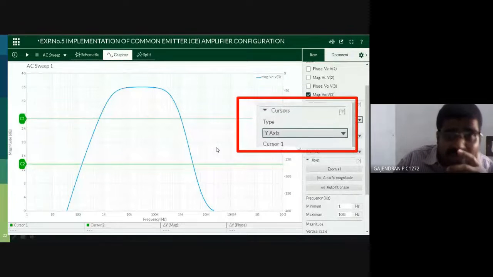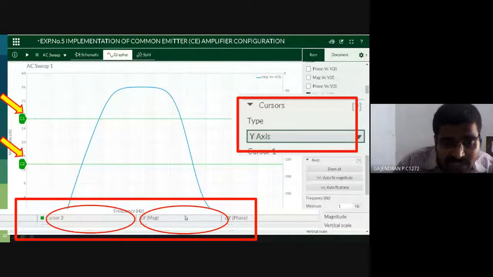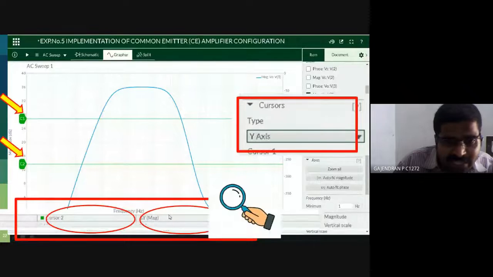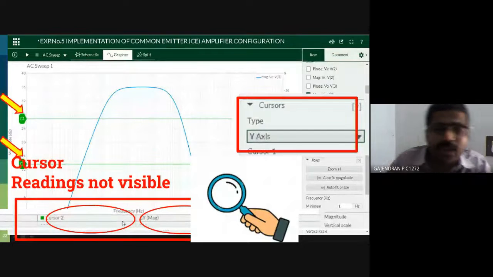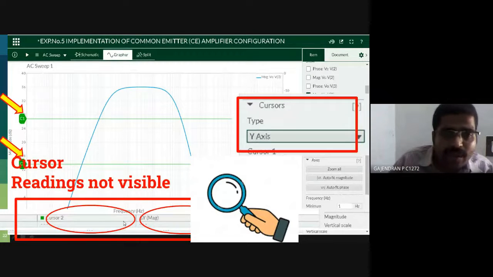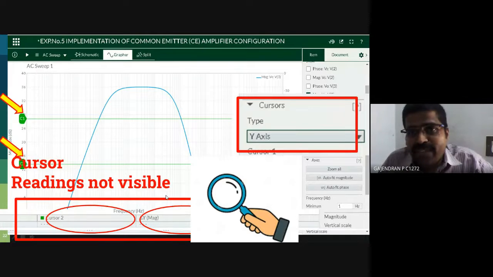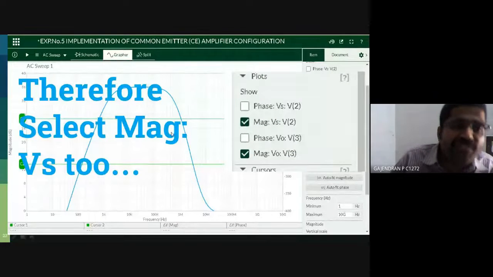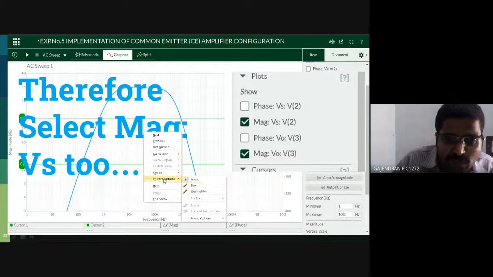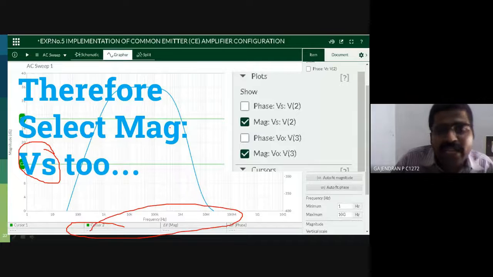Then after selecting y-axis, what you have to do, you are unable to view these readings. Am I correct? You are unable to read the reading. How will you get the reading? By checking the magnitude of one more waveform. Therefore, select the magnitude of VS2. We have no need of the VS2, but in the software there is one small problem. If you are clicking more than 2 quantities, then only the readings are visible to the designer.